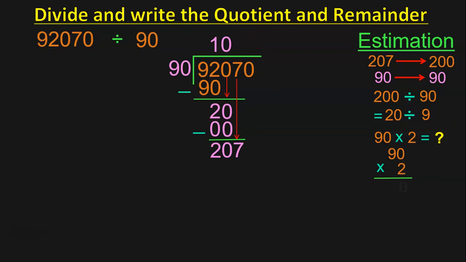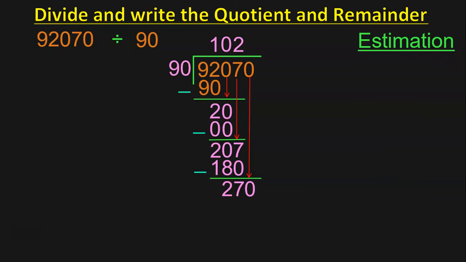So 90 into 2 is 180. If you try 90 into 3, it will be more than 207. So we'll have to take only 2 as the quotient. 90 into 2 is 180. Subtract these two and you get the answer to be 27. The next step is to take and write down the next digit 0 near the remainder. So we'll have to do division of 270 divided by 90 now.